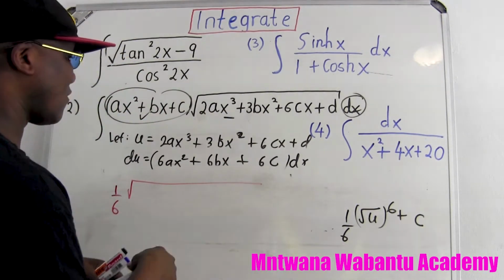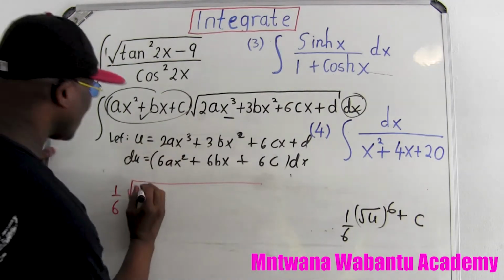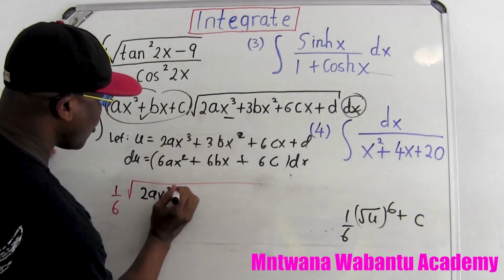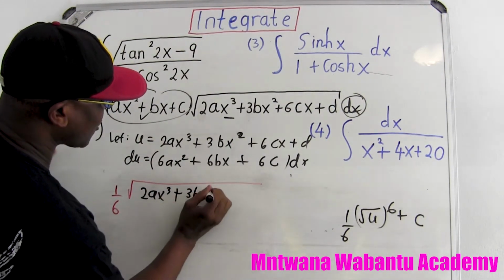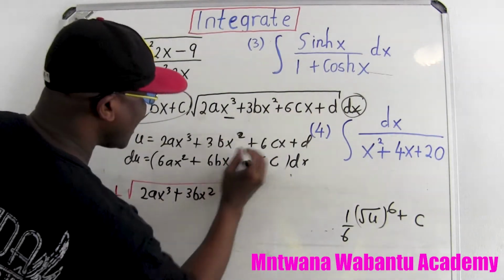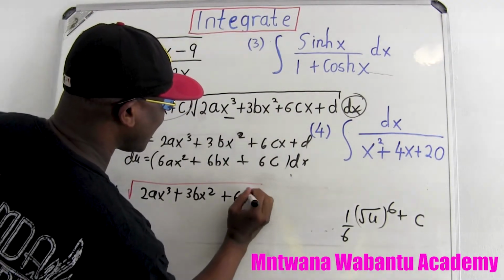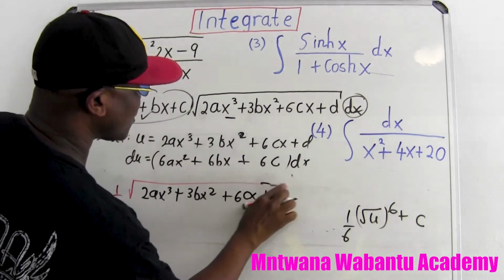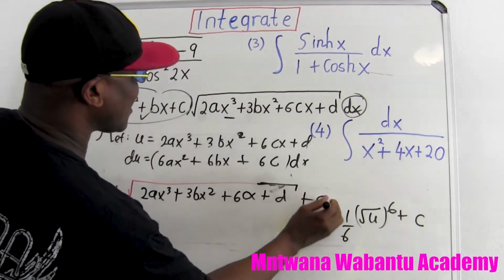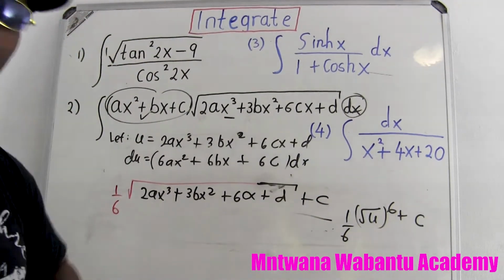What is the value of u? We know the value of u. u equal to 2a x cubed plus 3b x squared, this one right there, and then plus 6c x, and then plus our d, excuse me, and then plus our c. So we're done with question number 2. Now we go to question number 3.